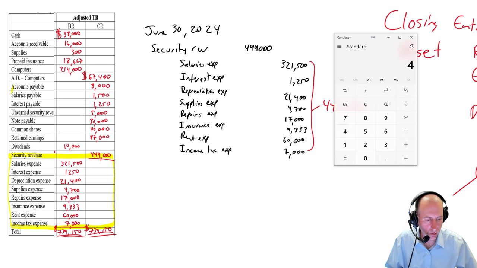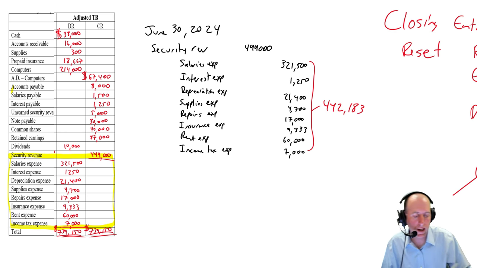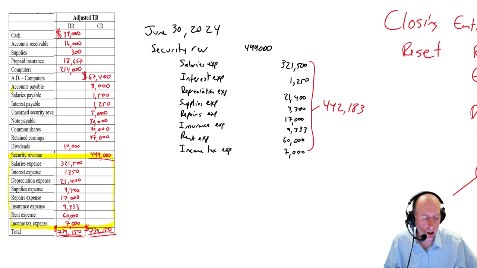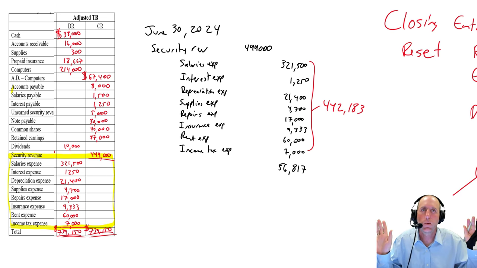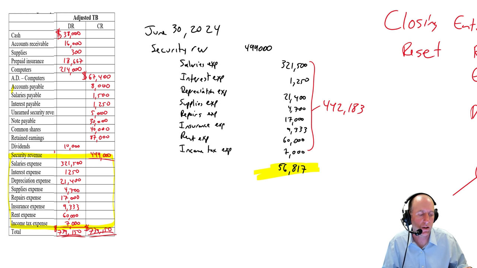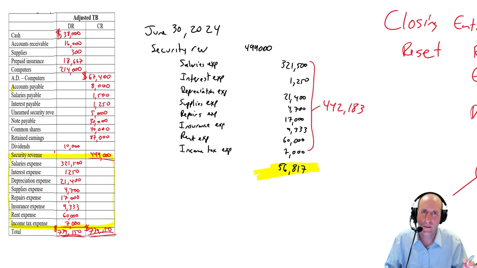So what am I missing here? What's the difference? 499,000 minus 442,183. I'm off by 56,817. So I've got to put a number in here of 56,817 just to make it balance. This isn't a good journal entry, right? To have debits not equal credits breaks all the rules of journal entries. So I need to fill in 56,817 on the right-hand side. Now, I'm going to tell you what to do, and in one minute from now, I'll tell you why we're doing it. But just right now, go with me.